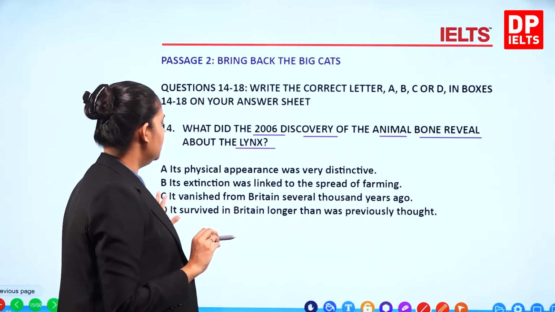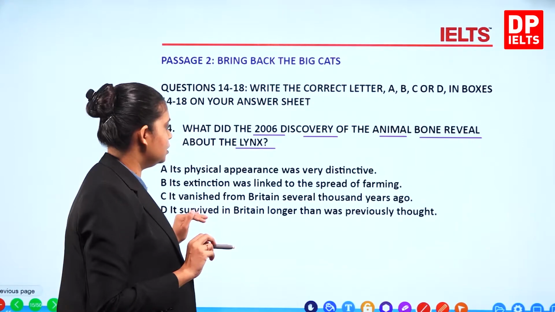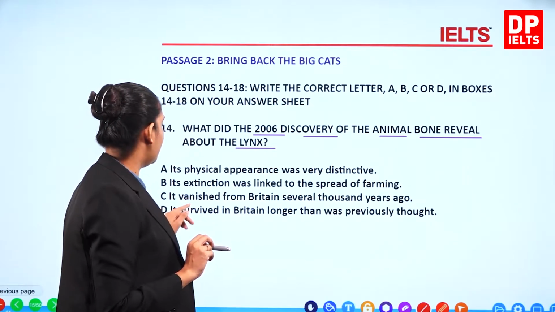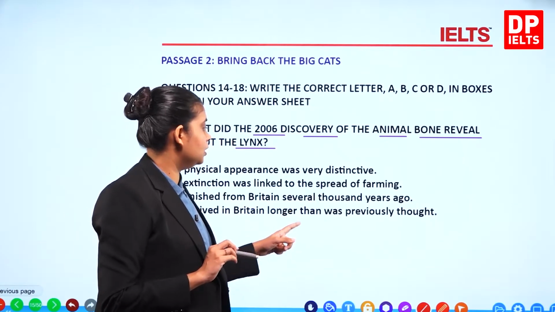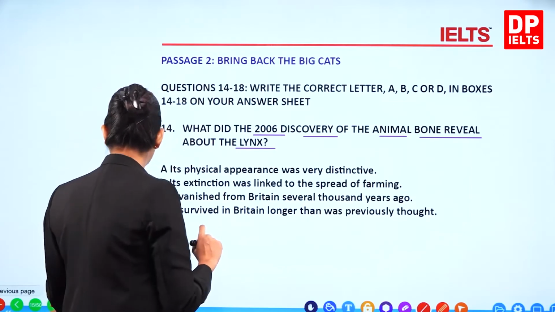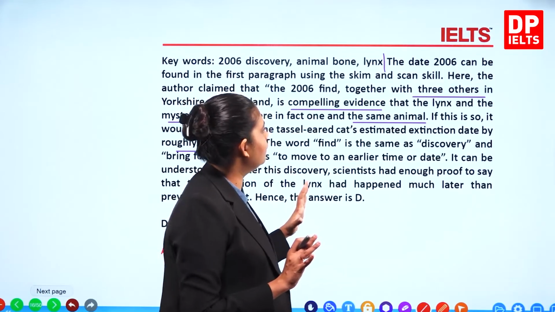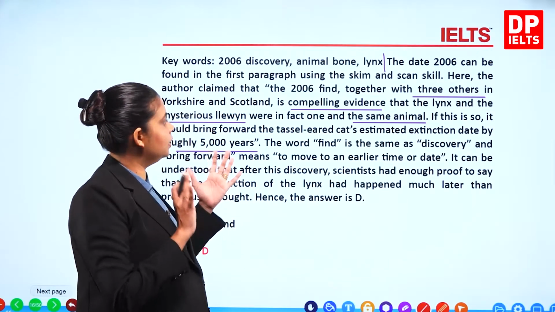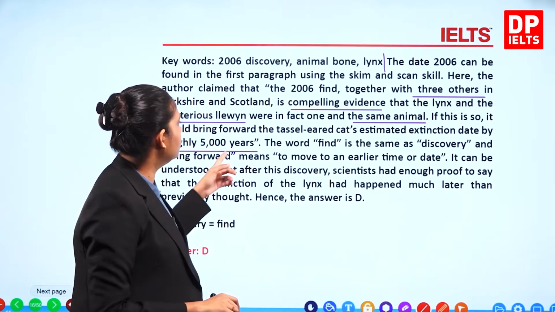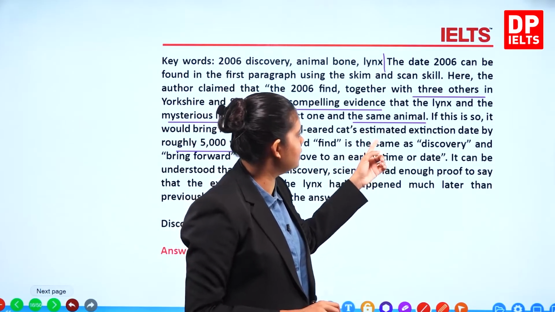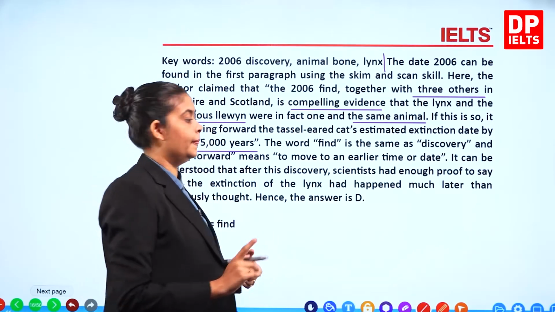Its physical appearance was distinctive. Its extinction was linked to the spread of farming. It vanished from Britain several thousand years ago. It survived in Britain longer than previously thought. So, your answer is very clearly there. They say that they had compelling evidence that the lynx and the loon were in fact the same animal. And if that's the case, it will bring forward the tassel-eared cat's estimated extinction date by nearly 5,000 years forward.